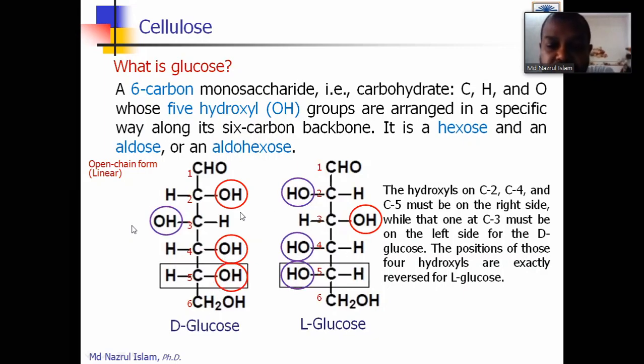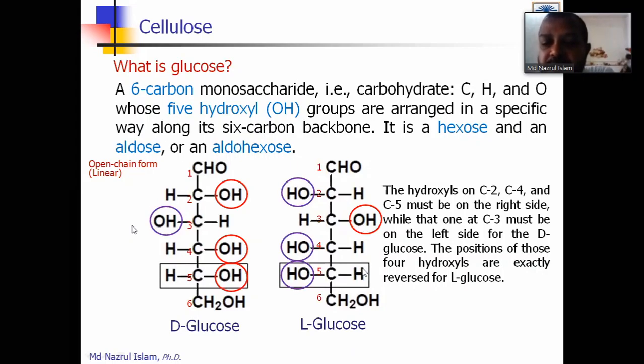So just look at this. For carbon 2, carbon 4, and carbon 5, the OH functional group should be on the right hand side, and at the carbon 3 position, the OH should be on the left hand side. We will say that is D-glucose.